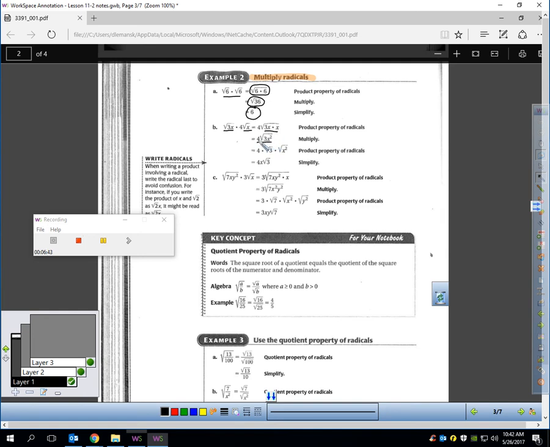And now think about this. I have 4, I have the square root of 3, and I have the square root of x squared, and that's a perfect square. The square root of x squared is x. So I have 4x times the square root of 3. Okay? Or in this next problem, we have the square root of 7xy to the second times 3 square root of x.